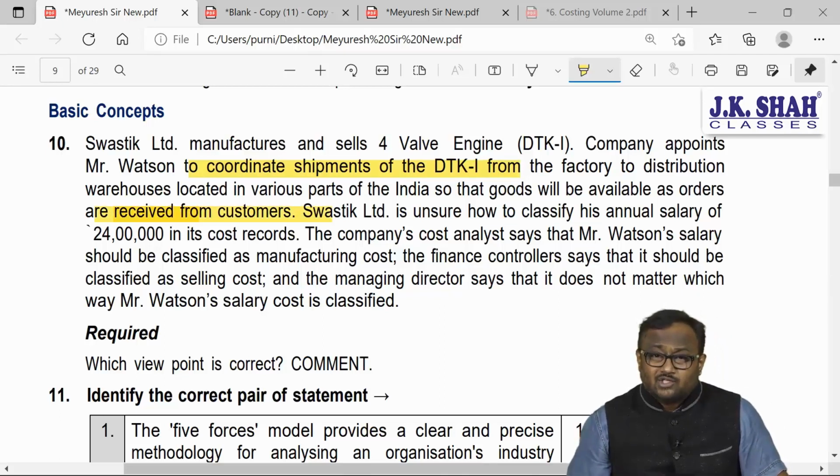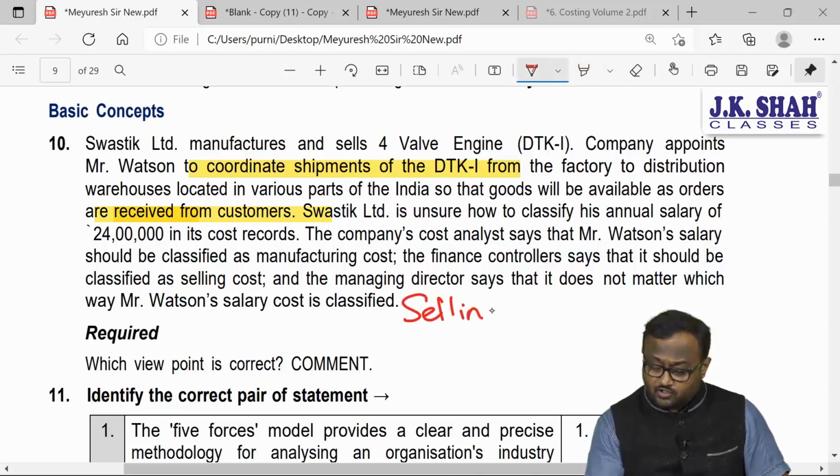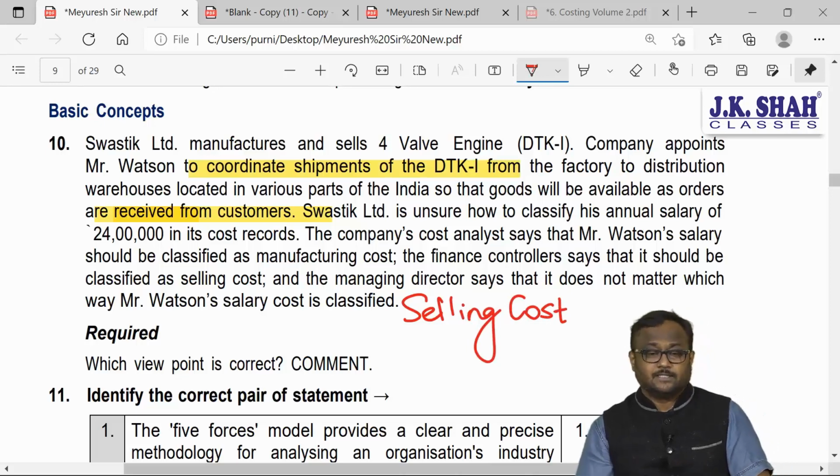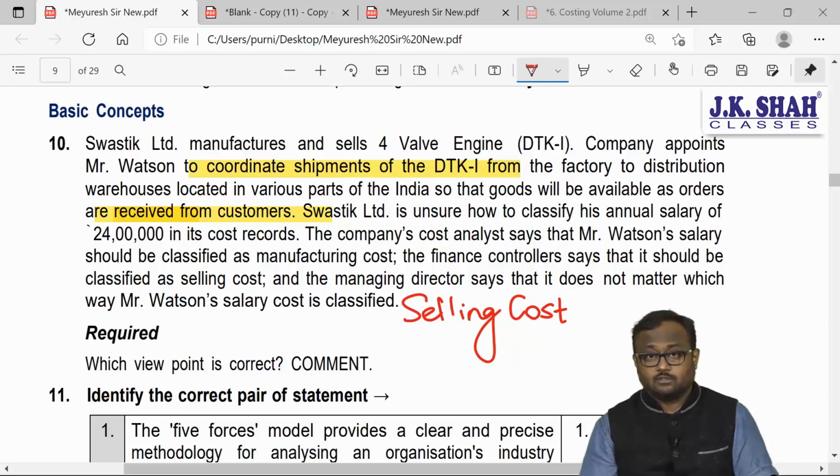Do you really think this should be charged to production? No, it can't be charged to production. By all means, it is your delivery or distribution cost, so it should be classified as selling cost. It is that simple. You understood this part. That's it. That's the end of this solution.